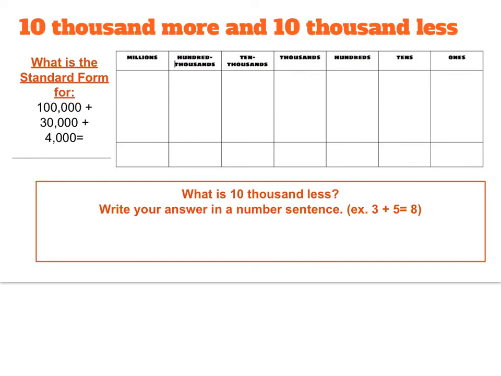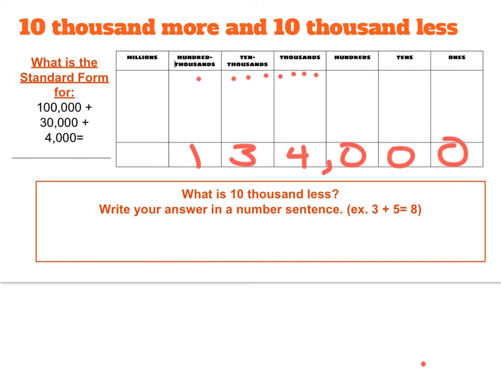So you need to figure out now, what is the standard form for 100,000 plus 30,000 plus 4,000? When you know the answer, please write it in your place value table. You can press pause now if you need more time. Let's see how you did. I modeled mine with place value dots first and then wrote it in standard form. So the answer is 134,000.